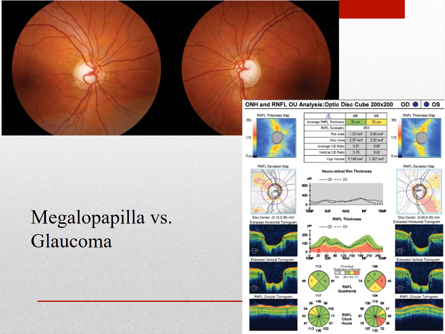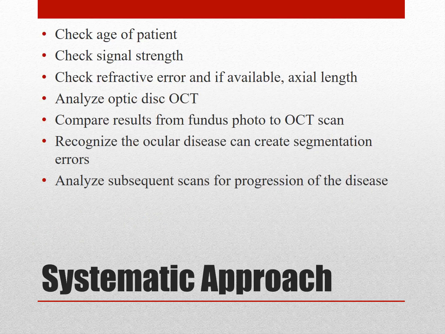And by looking here at the nerve fiber thickness, there's no sign of nerve fiber loss. So yeah, it's not saying glaucoma. It's definitely megalopapilla. All right, so basically that's how you will follow or analyze an OCT scan. You have to have a routine down if you want to be comfortable with this. It's always good to have a systematic approach.